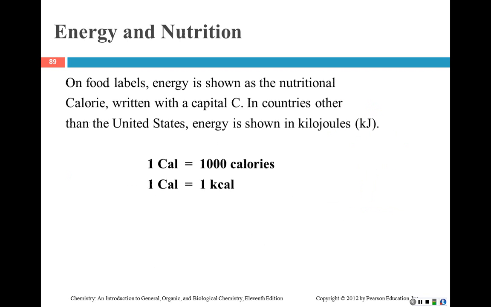When you look at a food label, the energy is shown as what's called a nutritional calorie that has a capital C. Remember, the calories that we've been looking at have a lowercase c. And if you're in another country other than the United States, you're going to see it in kilojoules because that's what they use. So 1 calorie, that nutritional calorie with capital C, is equal to 1,000 of the other calories, the lowercase, and 1 Calorie is also equal to 1 kilocalorie.